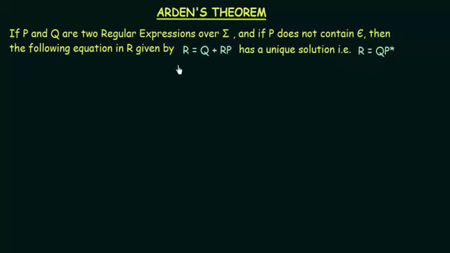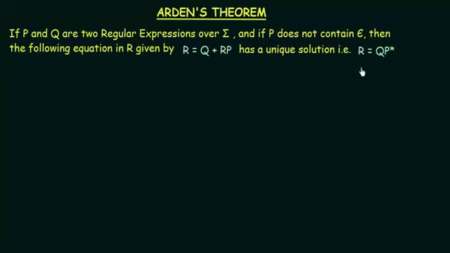So this Arden's theorem is telling us that if you have two regular expressions P and Q over this sigma, and if P does not contain epsilon, then this equation R equal to Q plus RP has a unique solution that is given by R equal to QP star. So that means that whenever you get an equation of this form, R equal to Q plus RP, you can directly replace it with R equal to QP star, because this is a solution to that, as stated by Arden's theorem. So in this lecture what we'll do is we will prove this.